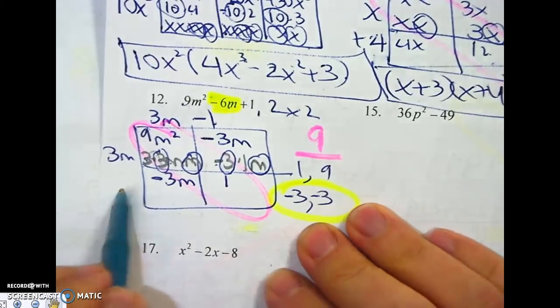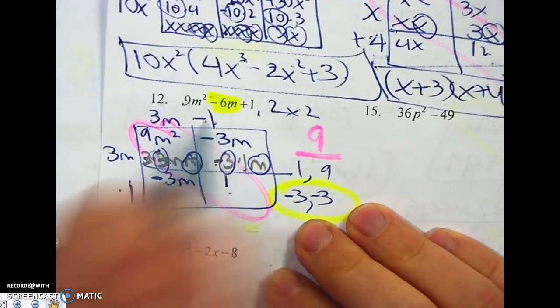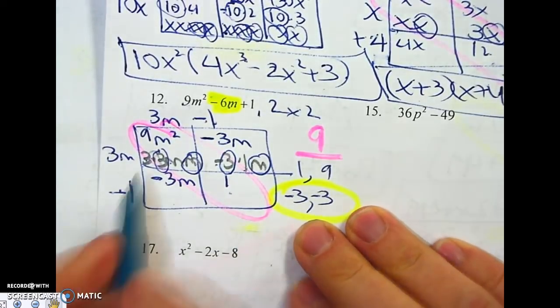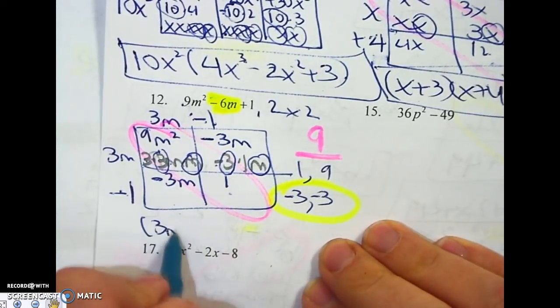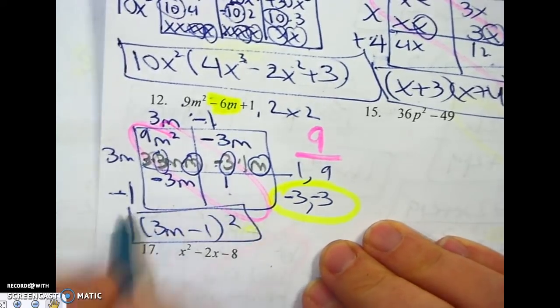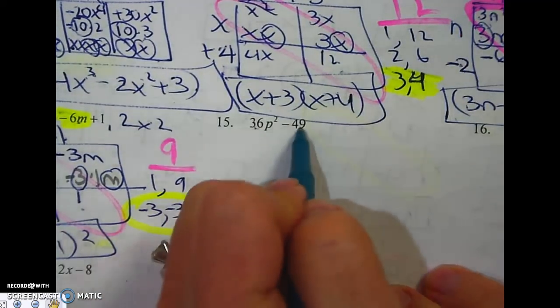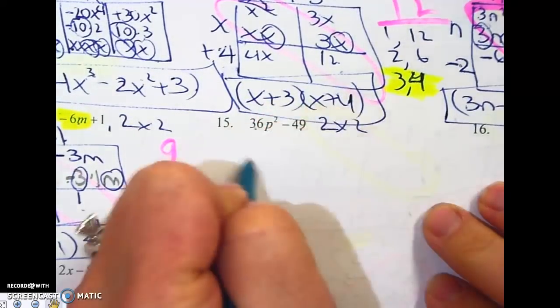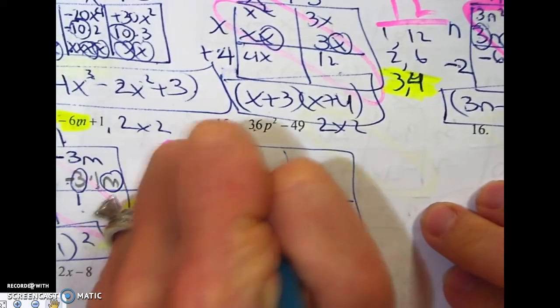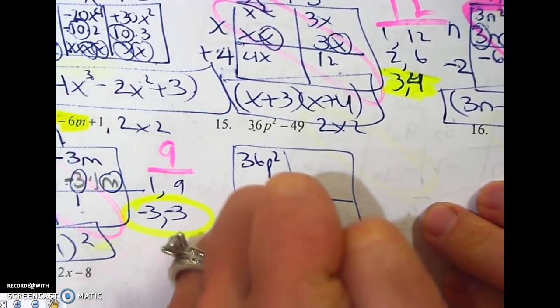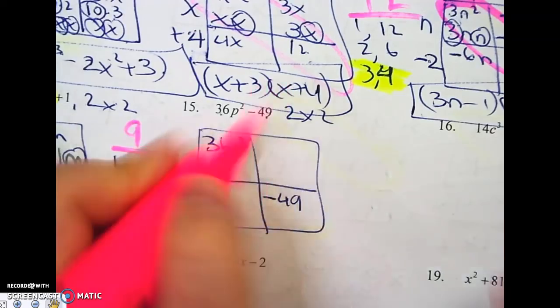1 times what gives me 1? 1. And a negative times a negative is a positive. I notice these are exactly the same. So that means squared. Let's go to the next one. They have nothing the same. 2 by. First guy. Last guy. Circle.